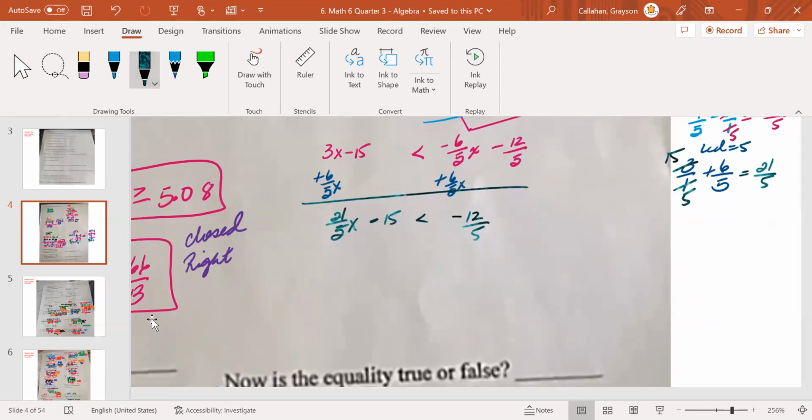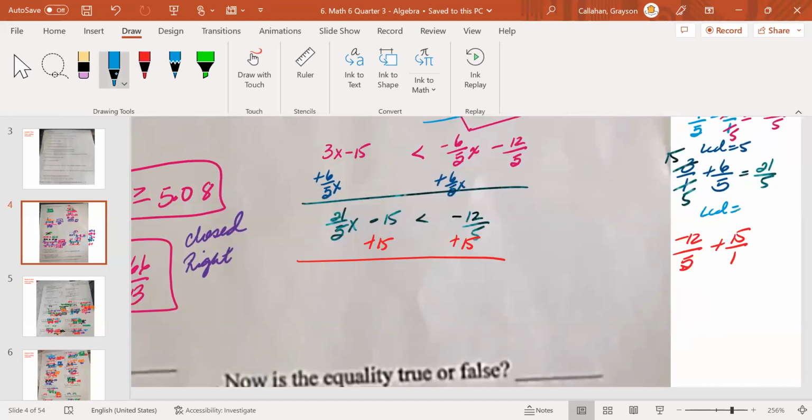Now, you got x on one side. I got to get rid of that 15. This is a hard question because there's a bunch of fractions here. Negative 12 over 5. We're going to do this on the side. Plus 15 over 1. Again, lowest common denominator is 5. Make that a 5. 15 times 5 is 75, right? 75 minus 12 is a 63 over 5. So then this part right here is 63 over 5. That part cancels. 21 over 5x.